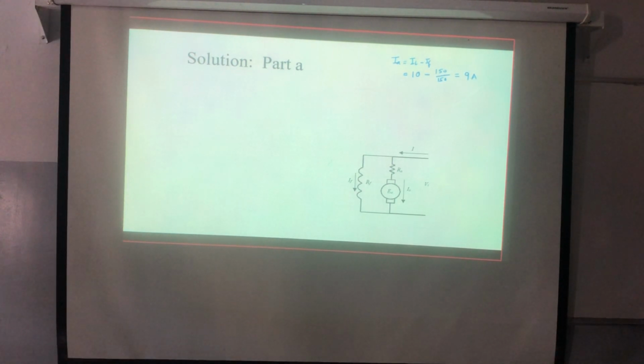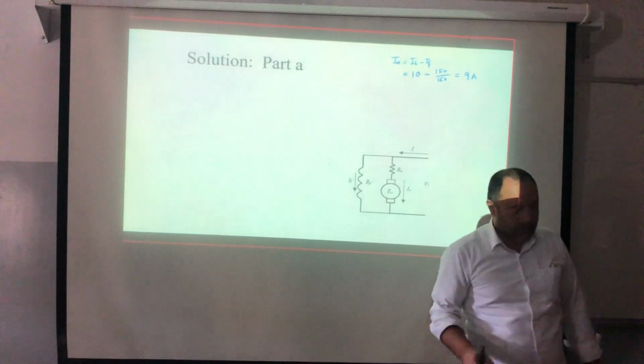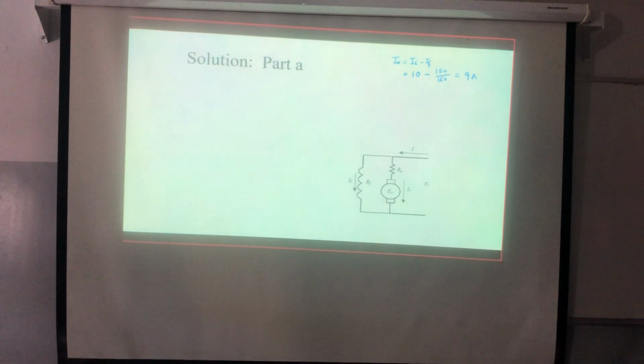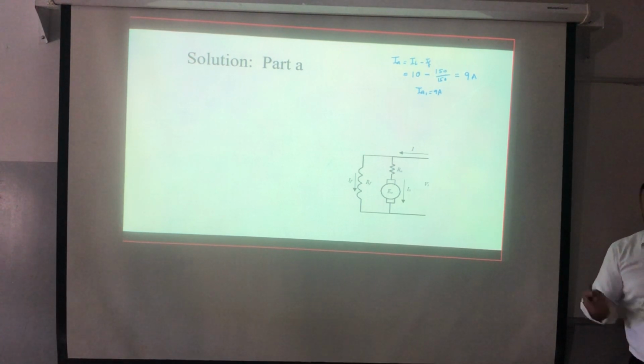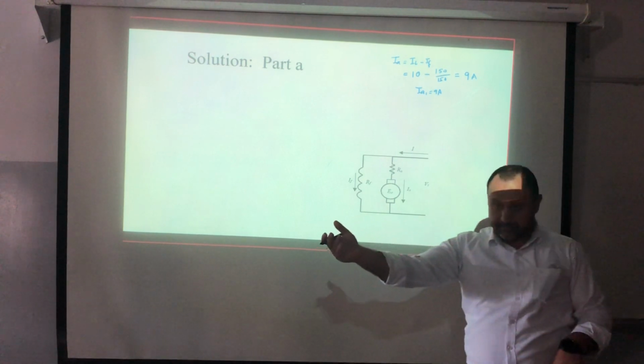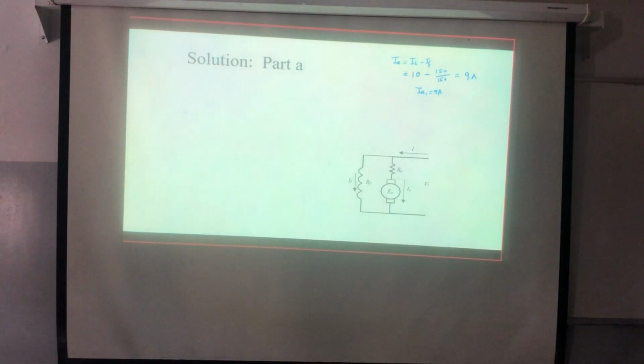Okay. Now, the flux is constant. If the flux is constant, then IA1 was equal 9 ampere. And we know that if the flux is constant, then the current will be constant, because I'm driving a constant load. So IA1 will equal IA2.